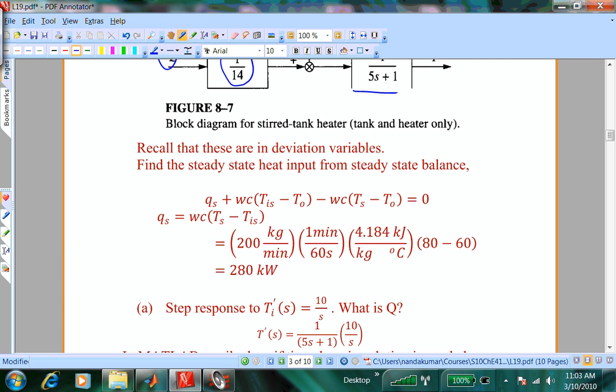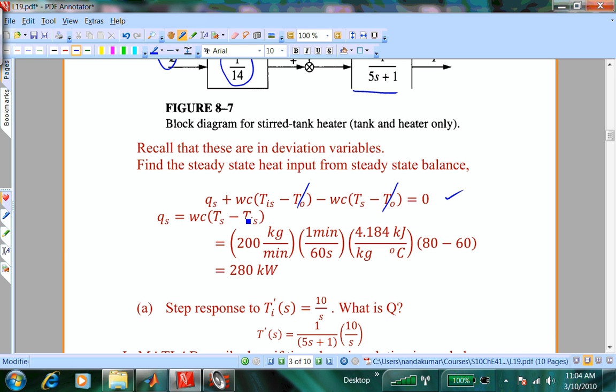So now the first question, as I said, of the 4 questions, is just to figure out what the heat duty is under steady state. This is the steady state heat balance equation, and T0 is just some reference temperature. You'll find this cancels out, and Qs is equal to WC times (Ts minus TiS). At steady state, the outlet temperature minus the inlet temperature, multiplied by WC, is Qs.